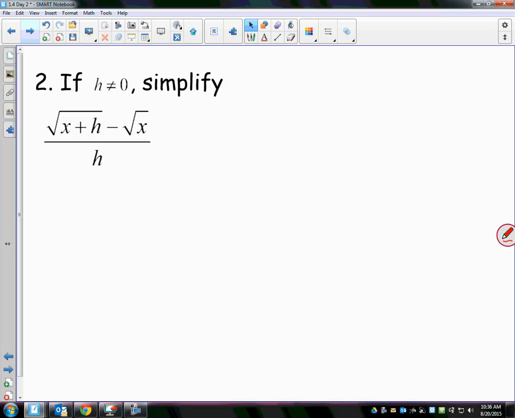If I said h isn't allowed to equal 0, let's simplify this. Basically, I want to get to a point that I could plug 0 in. Right now, if we plug 0 in, it's undefined. So we want to try to simplify this. And another way to think about this is called rationalizing the numerator. Which is kind of silly because we've always talked about we want to rationalize the denominator.